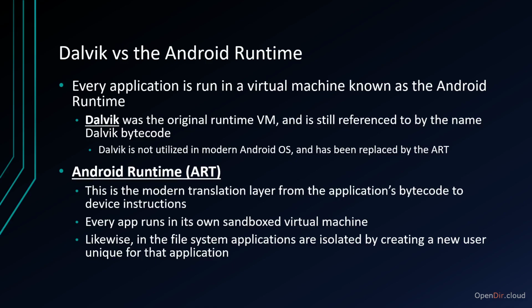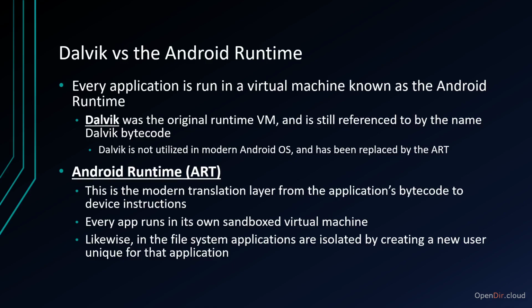Now, every application on the Android emulator or an Android phone is run in a virtual machine known as the Android runtime. You may hear this called a Dalvik virtual machine, and this was the very first runtime virtual machine for the Android operating system. In some cases, this is still referred to as Dalvik bytecode when we talk about how an application is decompiled into its source code and into machine code. But the Dalvik virtual machine is no longer utilized in modern Android; it has been replaced by the Android runtime.